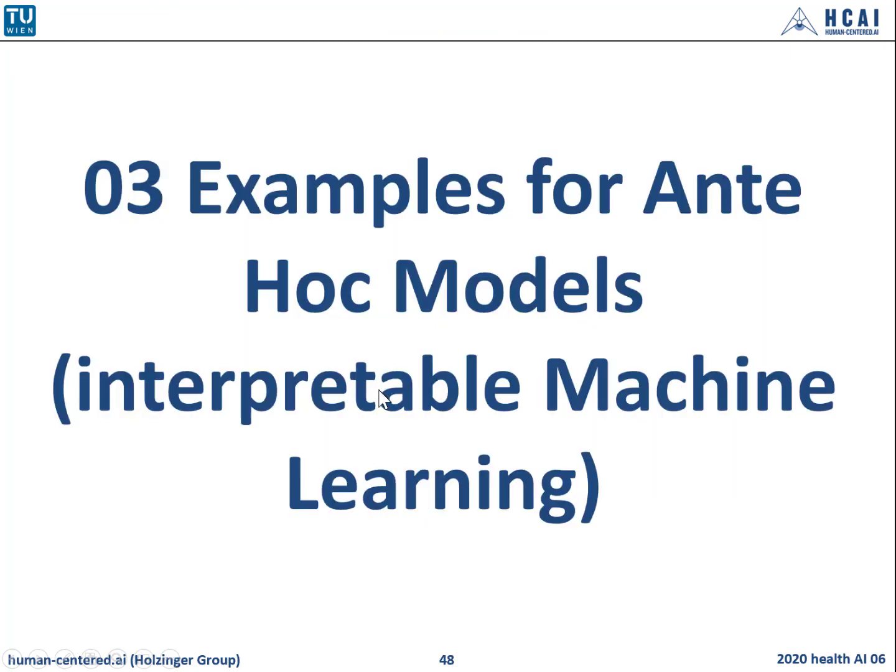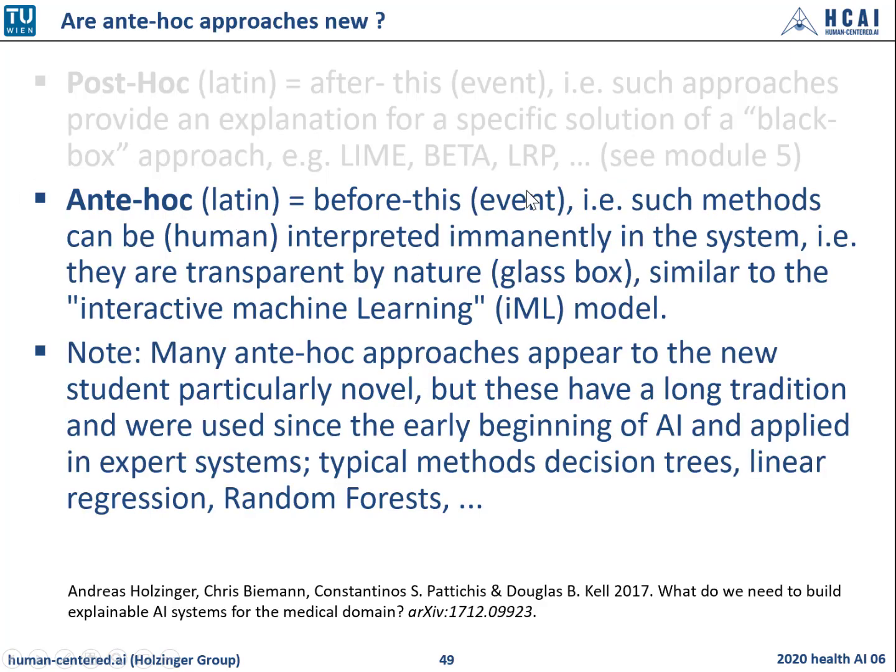So examples for Ante-hoc models, interpretable machine learning, very briefly. Again, Ante-hoc, before this event. So these systems are inherently transparent by nature, glass box. And here I have to note that many Ante-hoc approaches appear particularly novel to the new student, but these have a long tradition and were used since the early beginning of AI and applied in expert systems, as we have seen before. So typically decision trees go back to the ancient Greeks, for example, or linear regression or random forests, very old models.